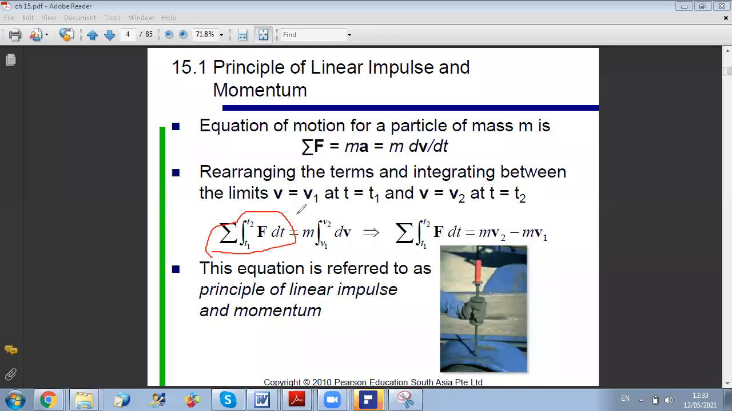This is the linear impulse. We will see in this chapter two parts: we will do linear analysis and angular analysis. When we talk about linear impulse, it's the summation of the integral from t1 to t2 of f dt. This is the summation of impulses of all forces acting on the particle. And we want to derive the relation between the impulse and the variation in velocity.